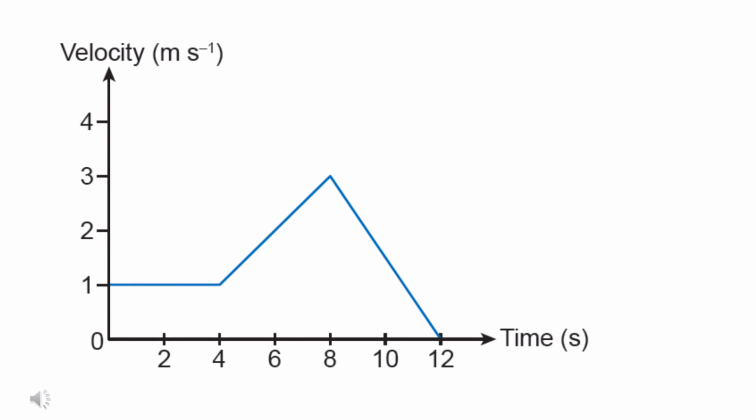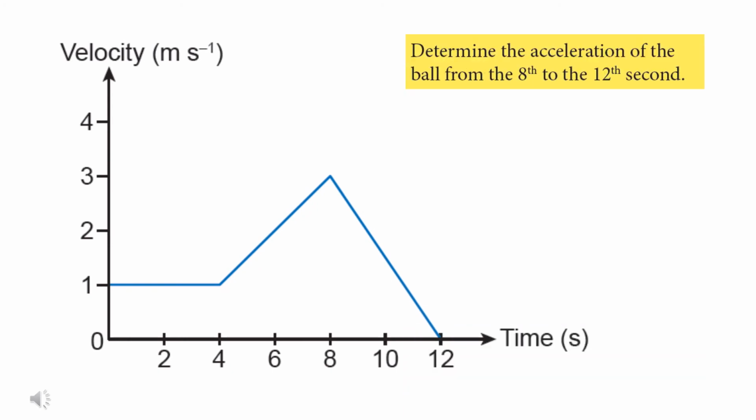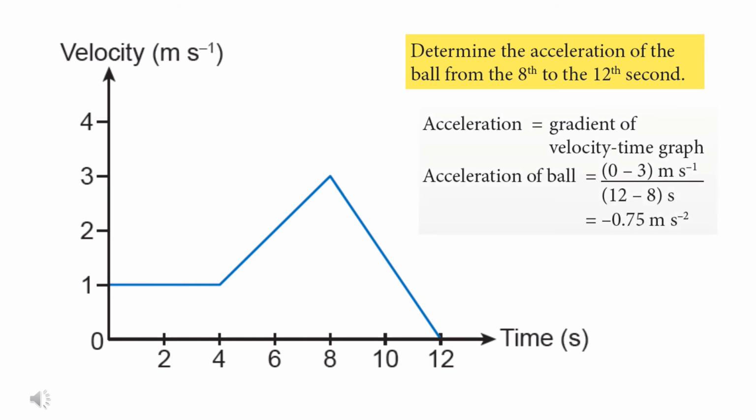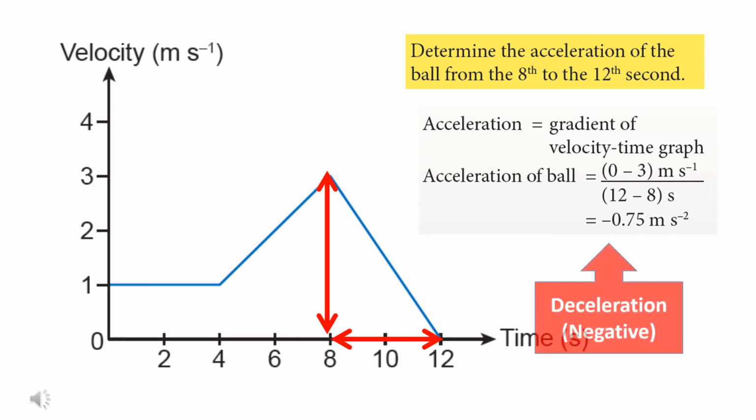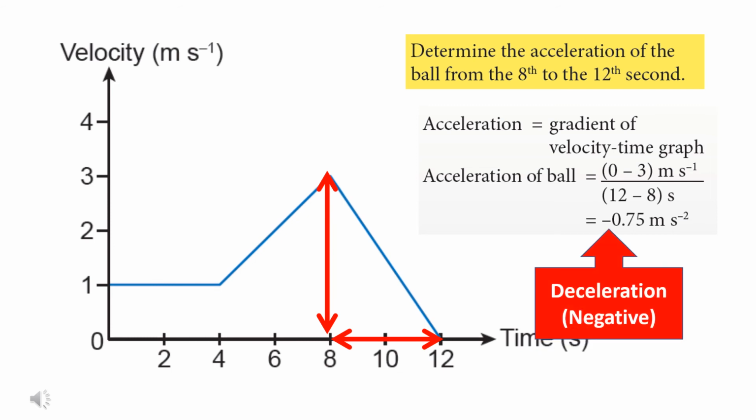Determine the acceleration of the ball from the 8th to the 12th second. The acceleration is the gradient of the graph. 0 minus 3 divided by 12 minus 8. This is equal to negative 0.75 meters per second squared. A negative acceleration is also called deceleration.